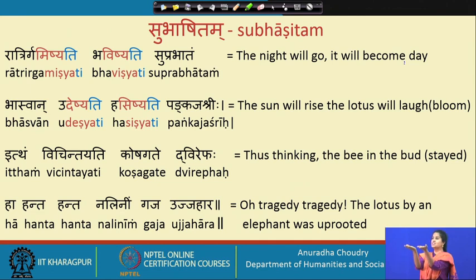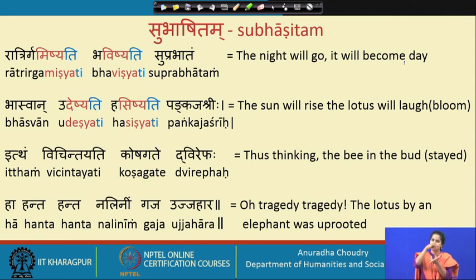Bhaswan udeshyati, the sun will rise. Hasishyati pankajashri, the lotus will bloom. Itham vichintayati, thinking like this, koshagate dvirephaha. So see if you can do this action. Dvirephaha.